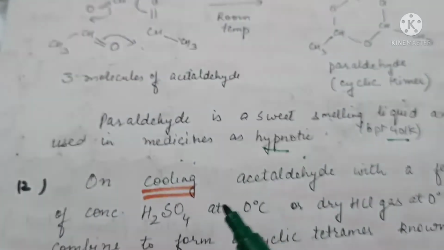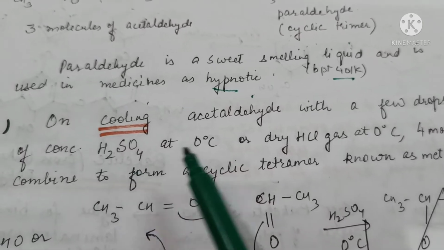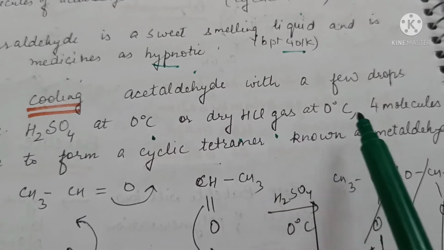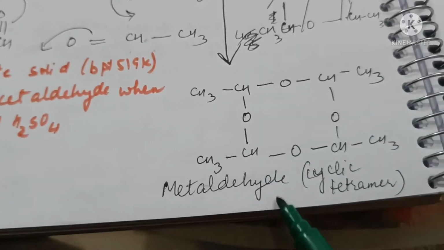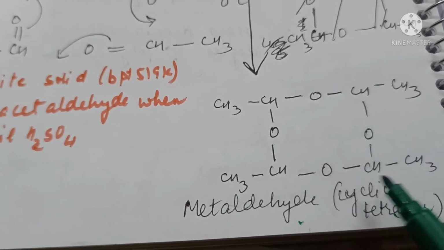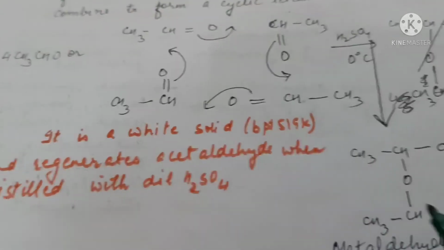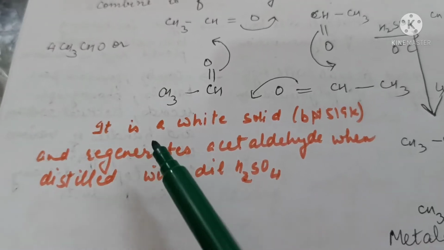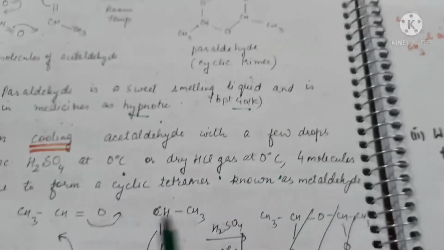On the other hand, on cooling acetaldehyde with a few drops of concentrated sulfuric acid at 0 degrees centigrade or dry hydrogen chloride gas at 0 degrees centigrade, 4 molecules of acetaldehyde will combine to form a cyclic product which is known as metaldehyde. It's an 8-membered ring. This metaldehyde is a white solid, boiling point 519 Kelvin. It regenerates acetaldehyde when distilled with dilute sulfuric acid.